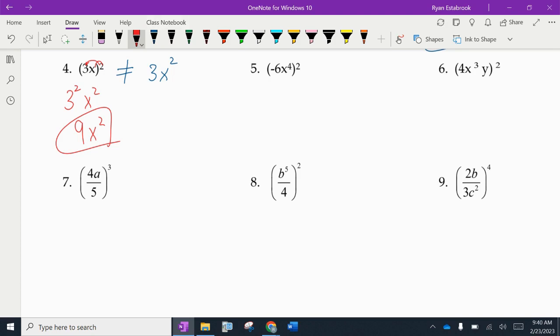To number 5. The negative 6 is being squared, and the x to the 4th is being squared. I'm showing a little bit more work in this one because I know I'm supposed to multiply those exponents. So this becomes x to the 8th. But when you have a negative base, be careful with that. You're taking negative 6 squared. You're taking negative 6 times negative 6. And what's a negative times a negative? Positive. So this should be positive 36 x to the 8th.